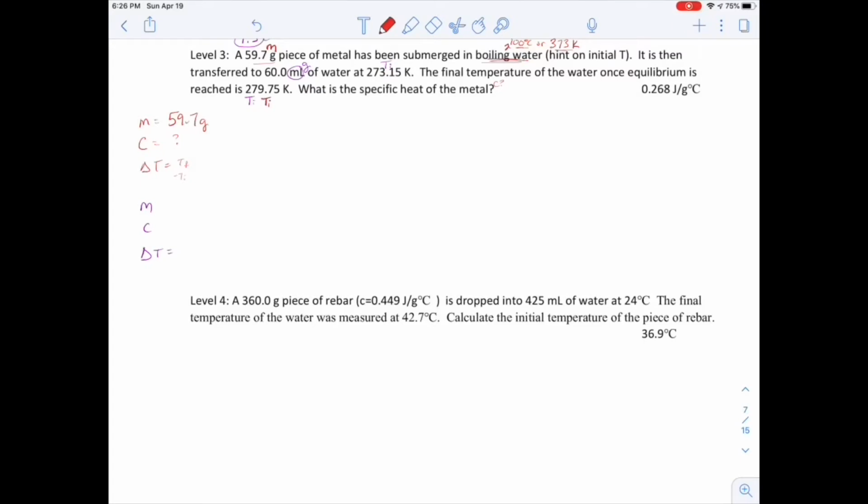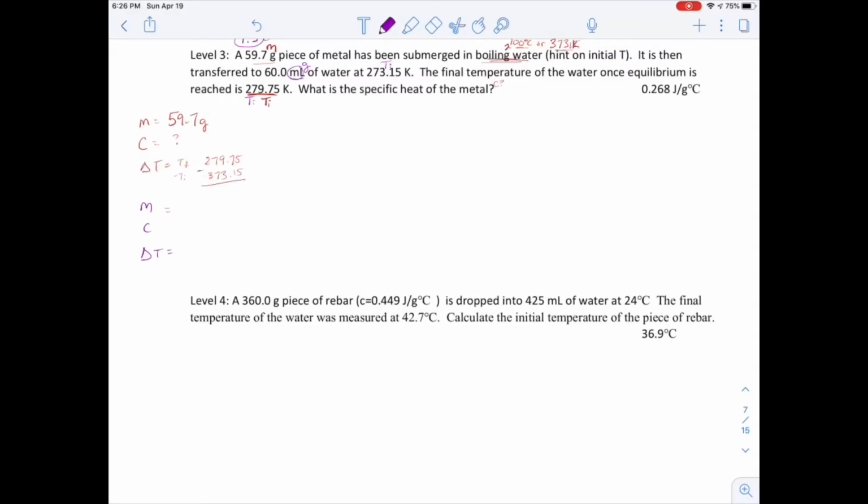So we have 59.7 grams. We don't know our C of our metal. Our final temperature at the end is 279.75 Kelvin. And as you saw before, 100 Celsius is the same as 373 Kelvin. Since everything in here is Kelvin, we might as well have this in Kelvin. Again, I like to have the chart all the way filled out before doing the math, so I'm going to wait on plugging that into my calculator. I'm going to move on.